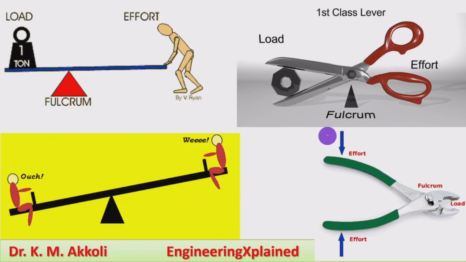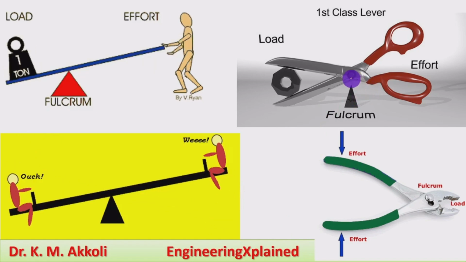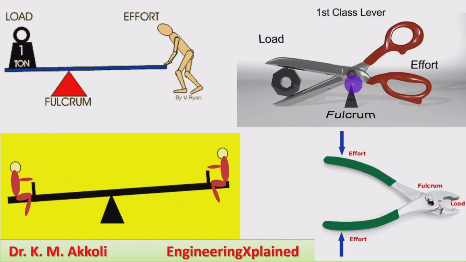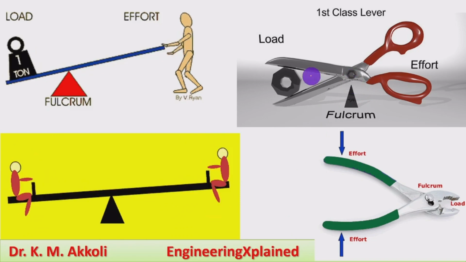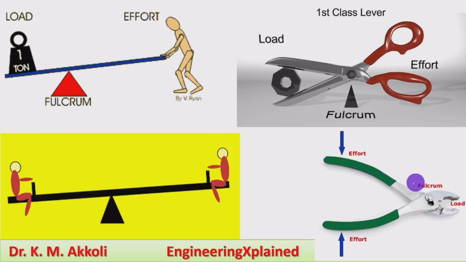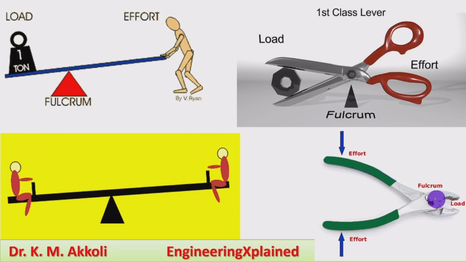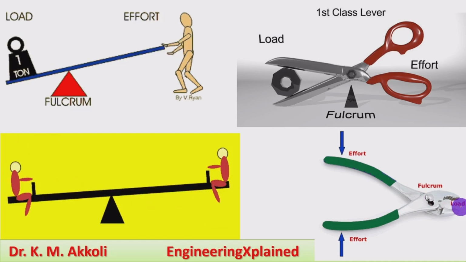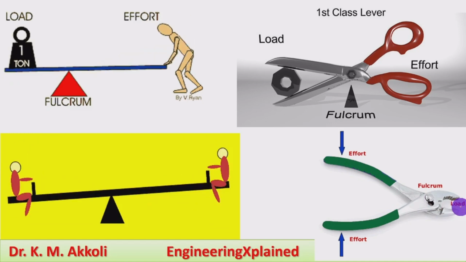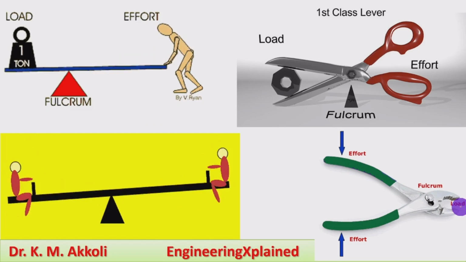Those are continuously changing. Another example is the scissor: about the center there is a hinge point or fulcrum, and load is applied at one end and effort at the other end. And a flying cutter is another example. The effort is at one end, the fulcrum at the center, and the load at the other end. These are examples of the first class lever system.